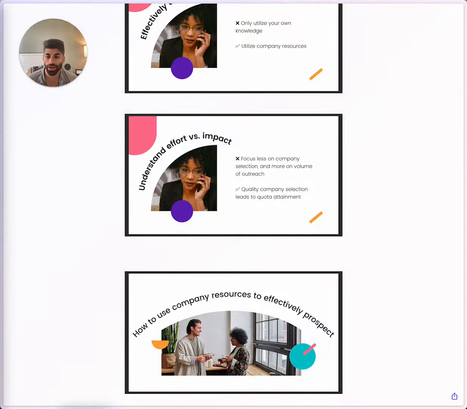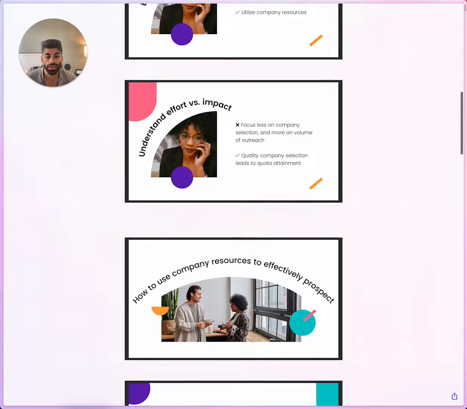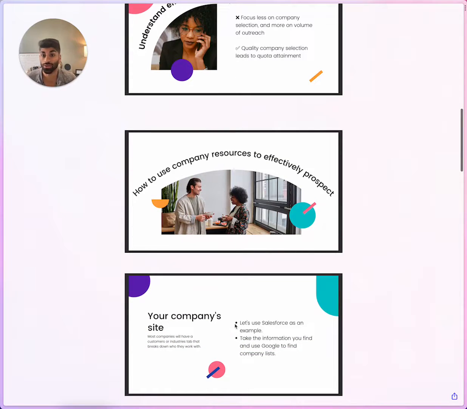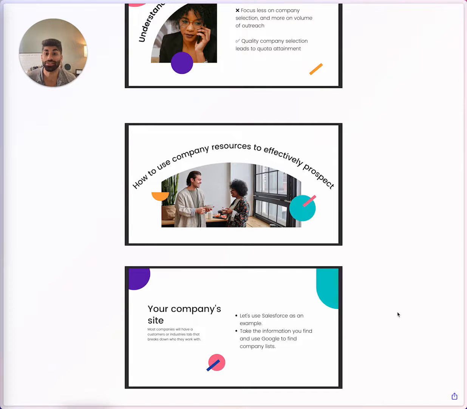Cool. So, all right, let's go through that first part, which is: how do we use company resources effectively to prospect well? There are lots of resources at your disposal. The first thing at your disposal is just your company's own site. They advertise who they work well with, right?